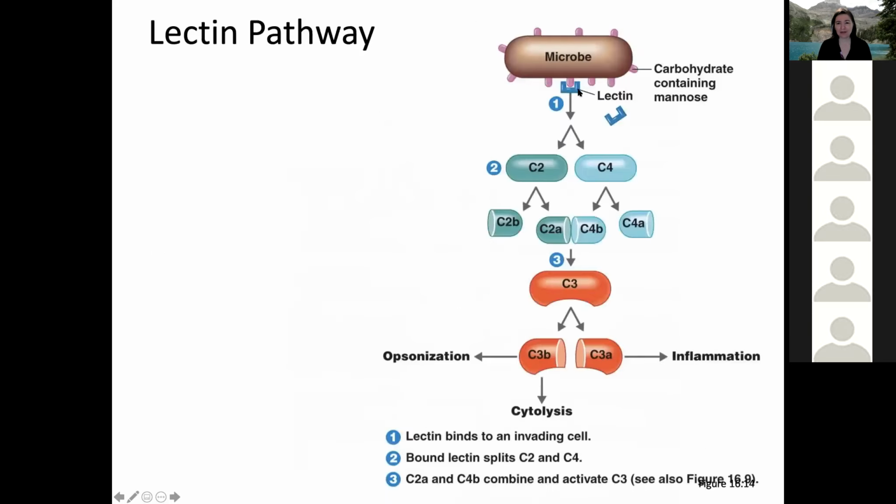Similarly, the lectin pathway, this protein made by the liver called lectin binds to a carbohydrate containing mannose on the surface of bacteria. That's typically found on bacteria, not found on humans. A pattern, but not specific.